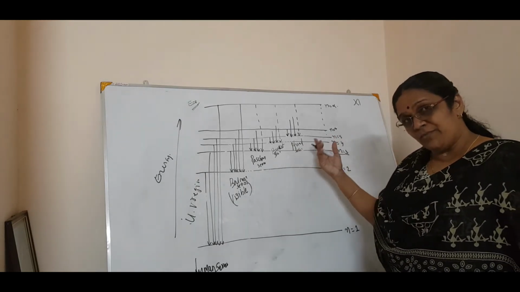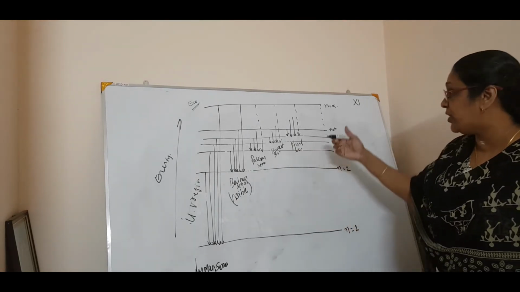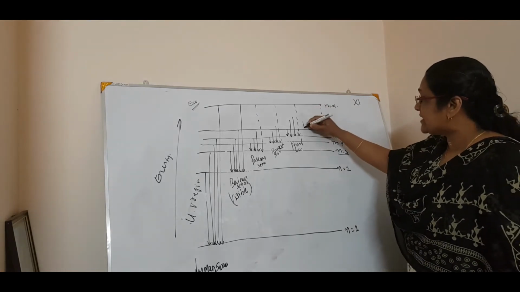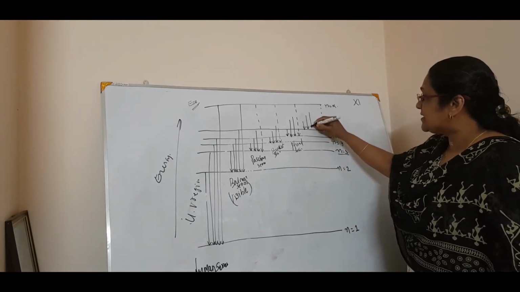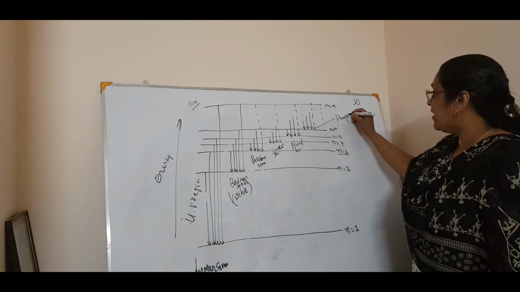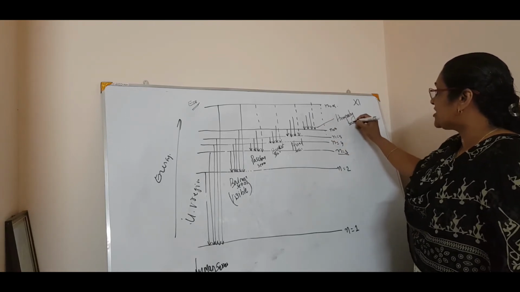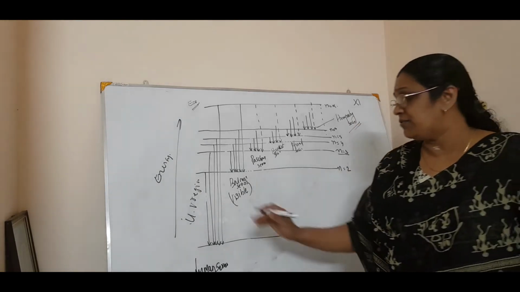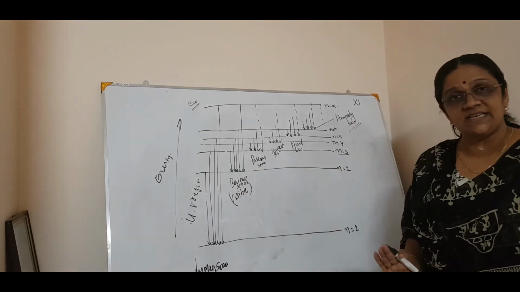So again one more, not in a textbook but it is found out as the Humphrey series, that is from 7 to 6, 8 to 6, 9 to 6 and infinity to 6, which is called the Humphrey series. It is not in a textbook, you don't study that also. You have to study till the fifth line series.